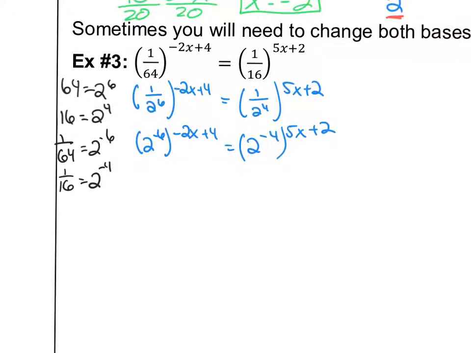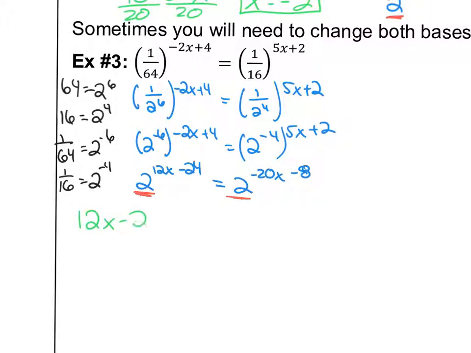And then again, we need to distribute out this negative 6 into the negative 2x plus 4, and the negative 4 into the 5x plus 2. So when we distribute that out, we get 2 to the negative 6 times negative 2x is 12x. Negative 6 times positive 4 is negative 24, equals 2 to the negative 4 times 5 is negative 20x. Negative 4 times 2 is negative 8. And so now we have those common bases that we were trying to get the whole time. And so we can actually just go ahead and solve for the x value now.